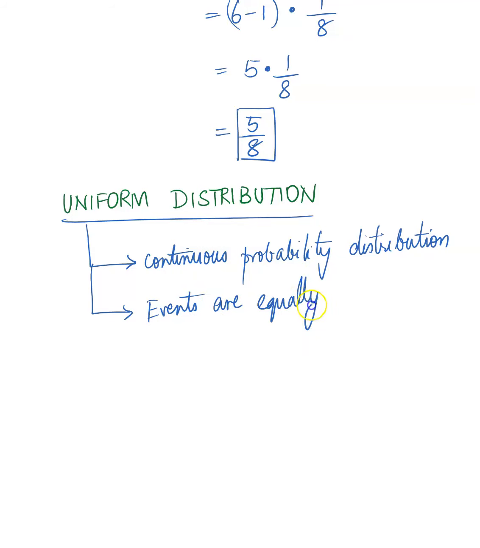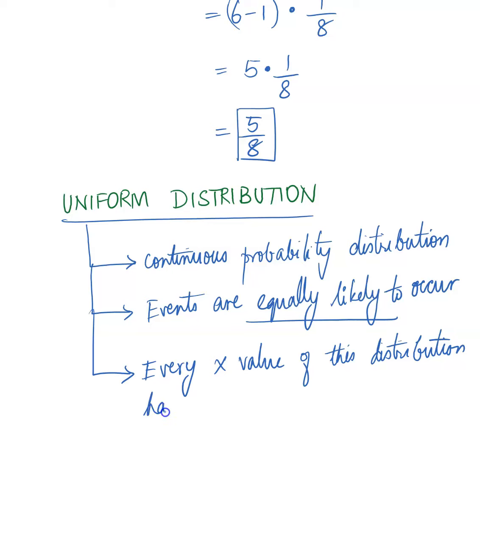So that every value, meaning every X value of this distribution has the same probability value, has the same probability, P of X value.